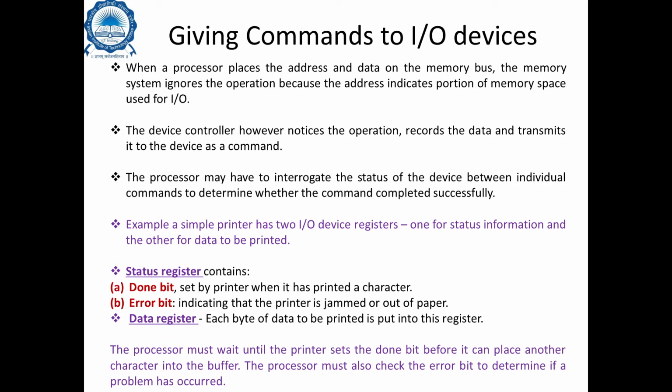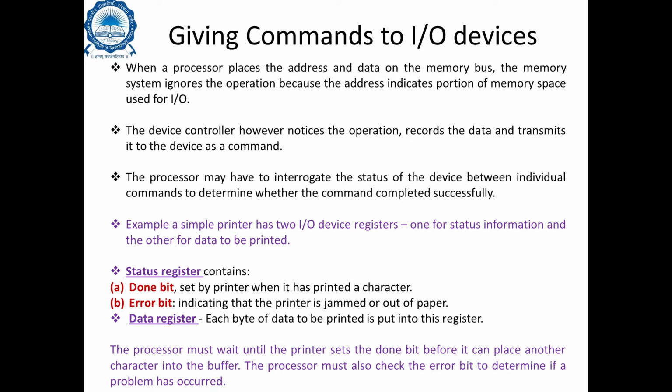First is a done bit, which is set by the printer when it has printed a character. The done bit will be set to 1. Second is an error bit, which indicates that the printer is jammed or out of paper. In that case, the error bit will be set to 1. So these two bits are specifying the status of the register, through the status register.